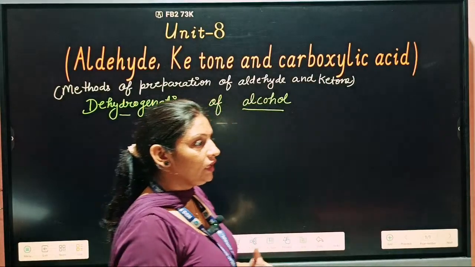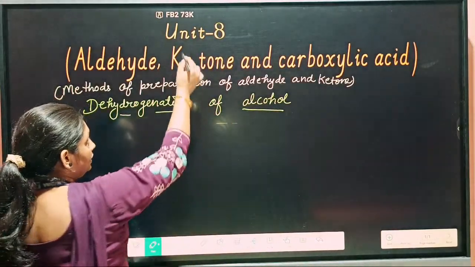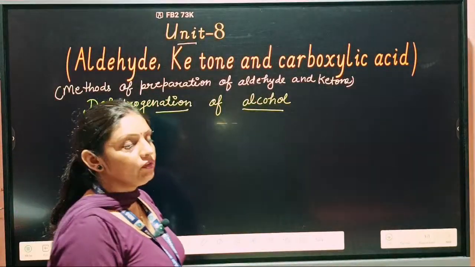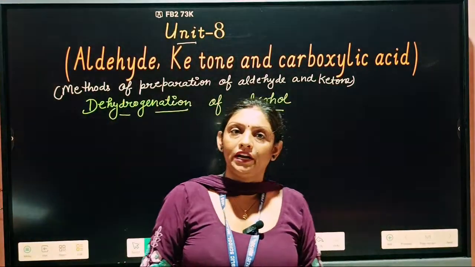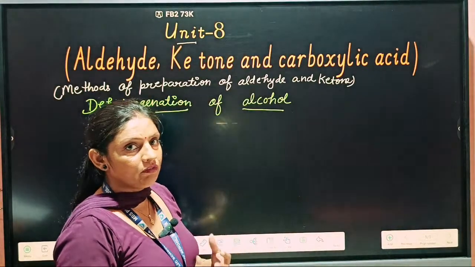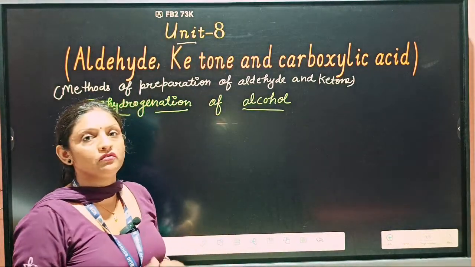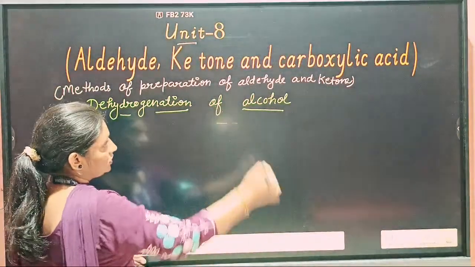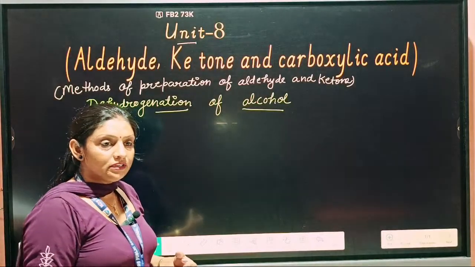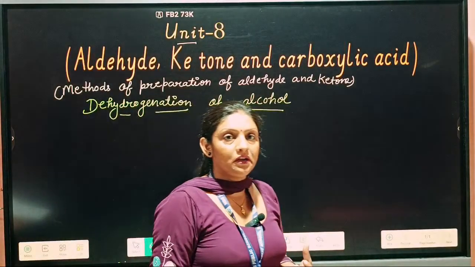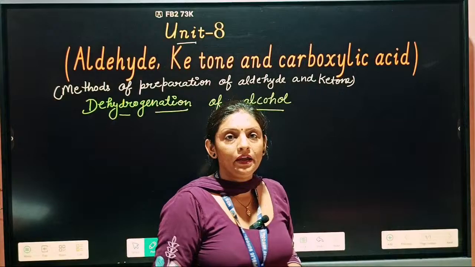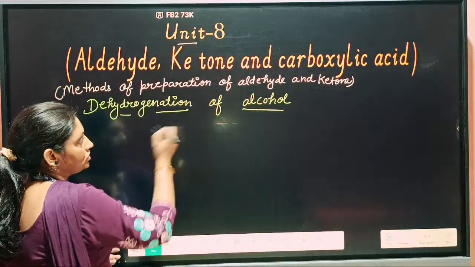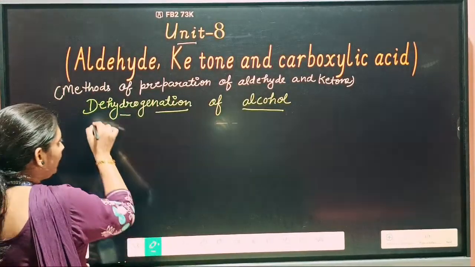So today we will continue Unit 8, aldehyde, ketone and carboxylic acid. As you know, we were doing the methods of preparation of aldehyde and ketone. So today we will do one more method of preparation for aldehyde and ketone, that is dehydrogenation of alcohol. Students, we can prepare aldehyde and ketone from alcohol also. But by which method? By dehydrogenation of the alcohol.